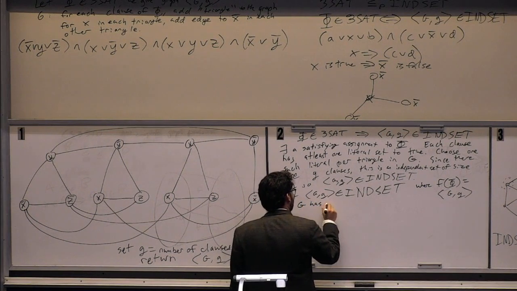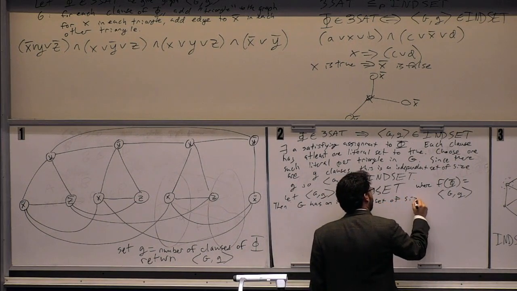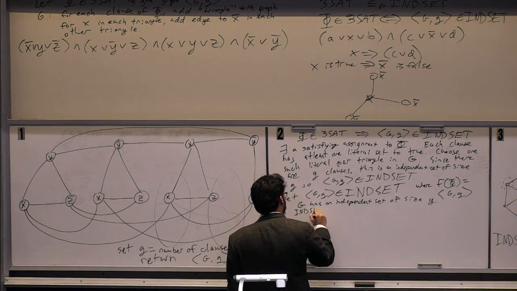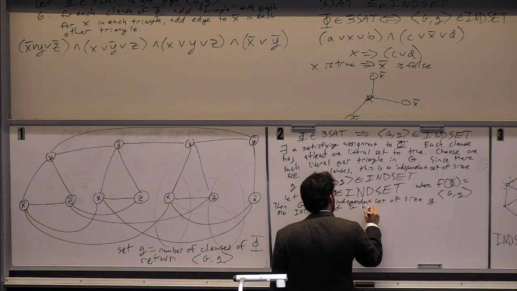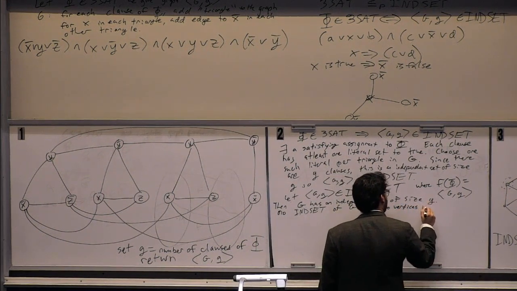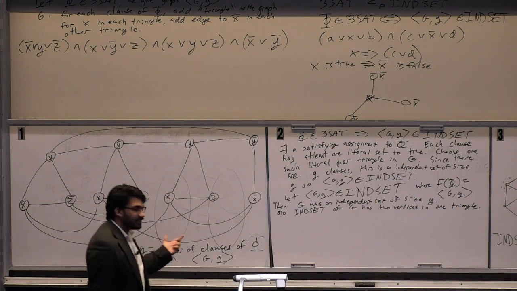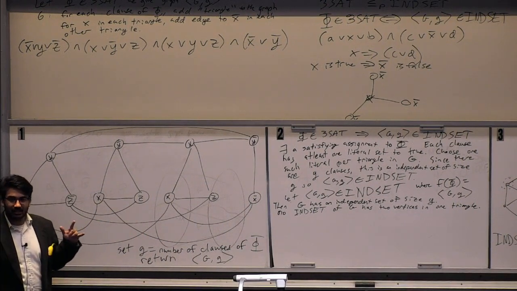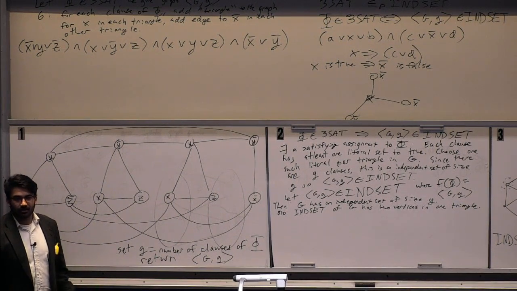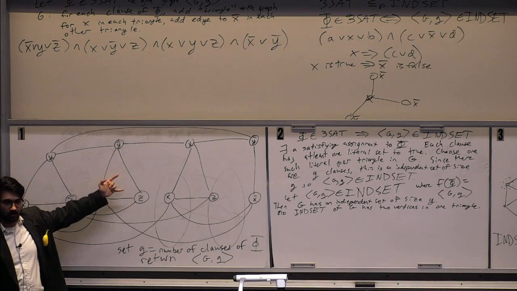G has an independent set of size g. No independent set of G can have two vertices in one triangle, right? So if this graph has an independent set, whatever that independent set is of size g, there cannot be two vertices selected in the independent set in the same triangle. Why? It's a triangle. If you choose one element of the triangle, the other two elements are off limits. It's not an independent set if you choose two of the same triangle.